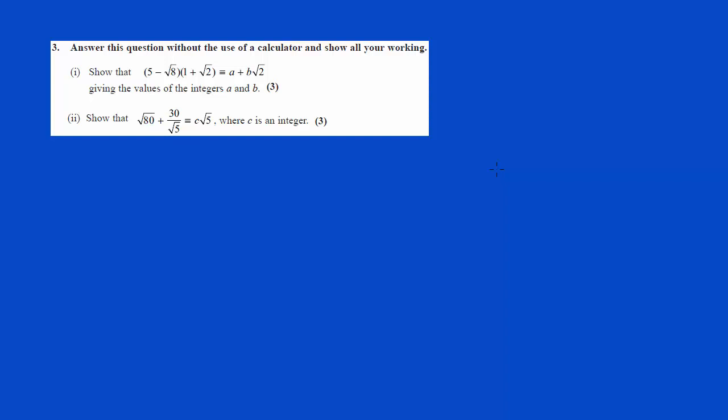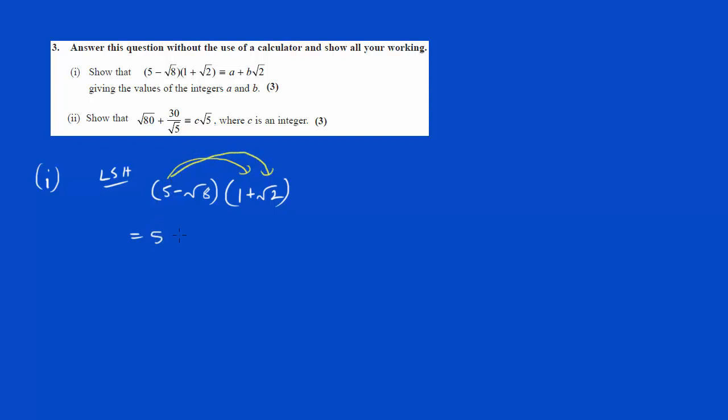Now this is the third question, part of the indices. A third is a special index where we have the power as half. So question number 1, we have to show that the left hand side, 5 minus square root of 8 times 1 plus square root of 2, when multiplied together has the form a plus b square root of 2. The answer has to be an integer. So let's multiply this. What we have to do is multiply 5 with 1 and then 5 with square root of 2.